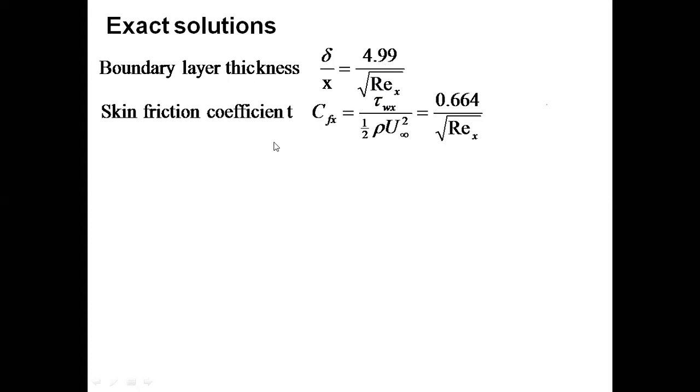Similarly, the skin friction coefficient that we discussed yesterday also has an equation available in the data handbook. Cfx, the friction coefficient at a given value of x, is equal to tau wx, the shear stress at a particular location on the plate, divided by 1/2 rho U infinity squared, where rho is the density of the fluid and U infinity is the bulk fluid velocity. This is equal to 0.664 divided by the square root of Rex, the Reynolds number.